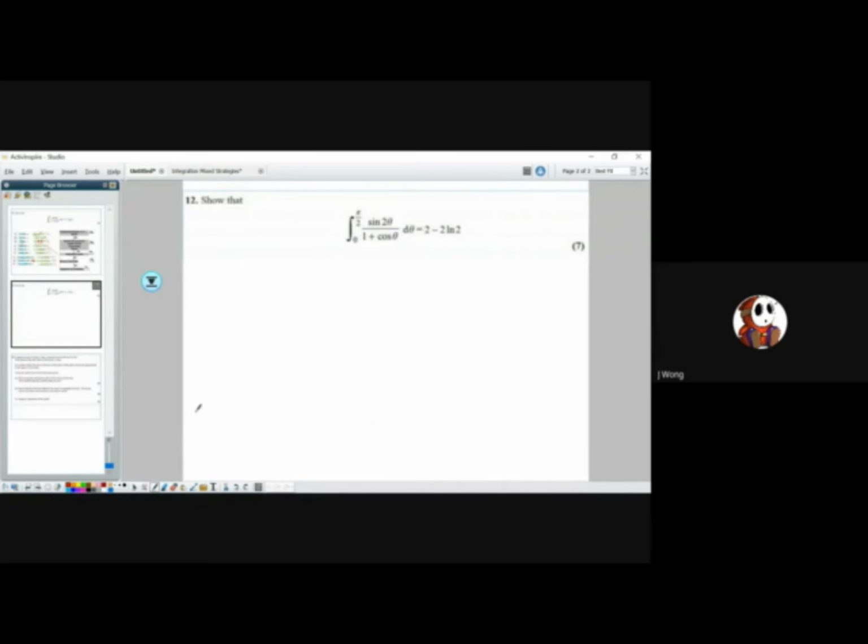The substitution will be the bottom, which is u equals 1 plus cos θ. You could just differentiate that, which is du by dθ, giving you minus sin θ. You'd like to make dθ the subject, so you can substitute it into the integral, and then substitute u into the expression, which is just the bottom.